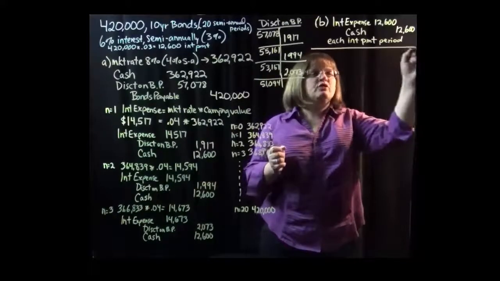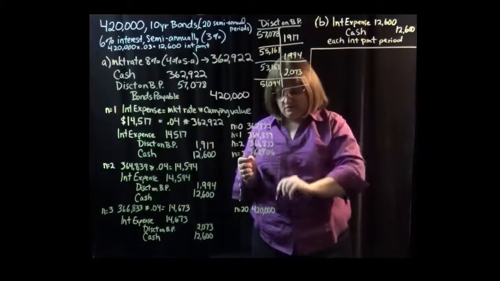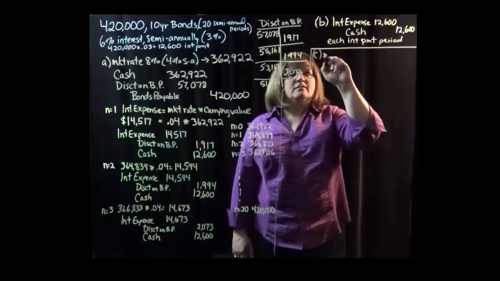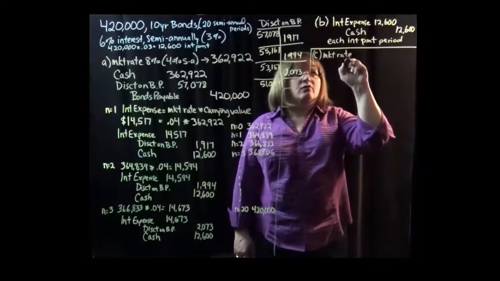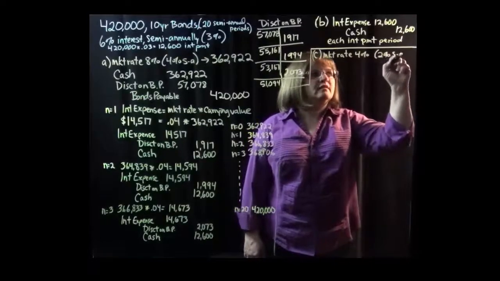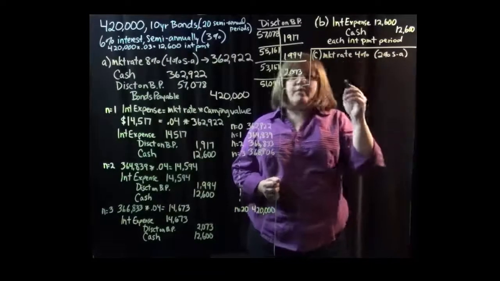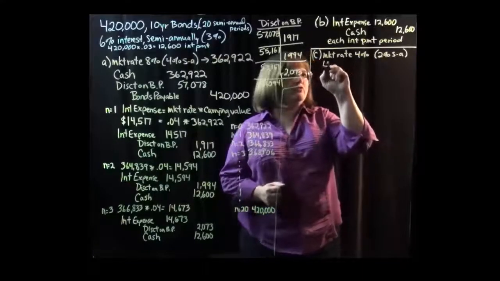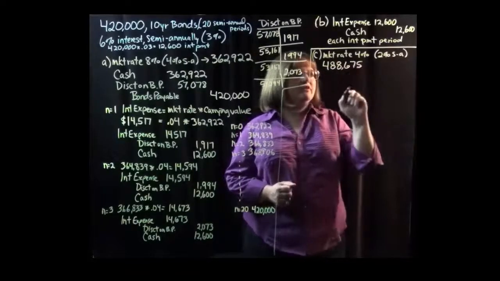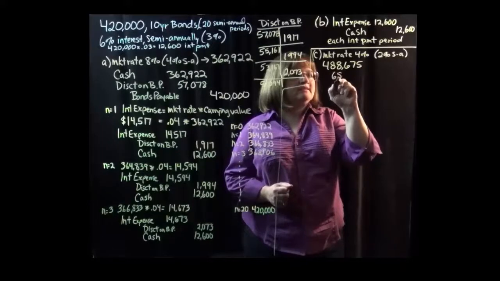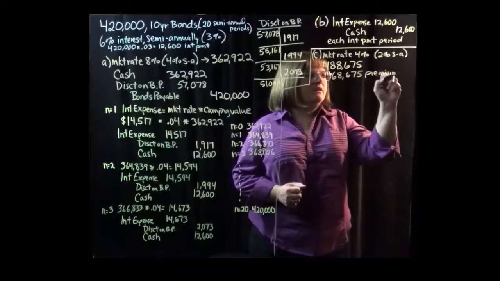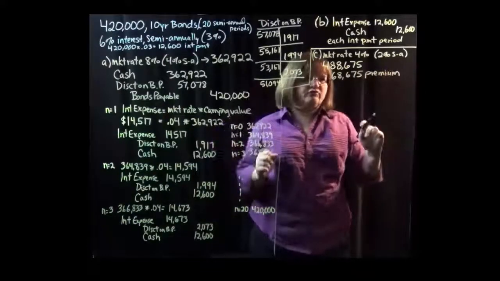Let's move on then to letter C, where in case C, the market rate was 4%, which is a semi-annual rate of 2%. And when that happened, the bond was sold for a price of $488,675. That meant we had a $68,675 premium that now needs to be amortized over the term of this bond.